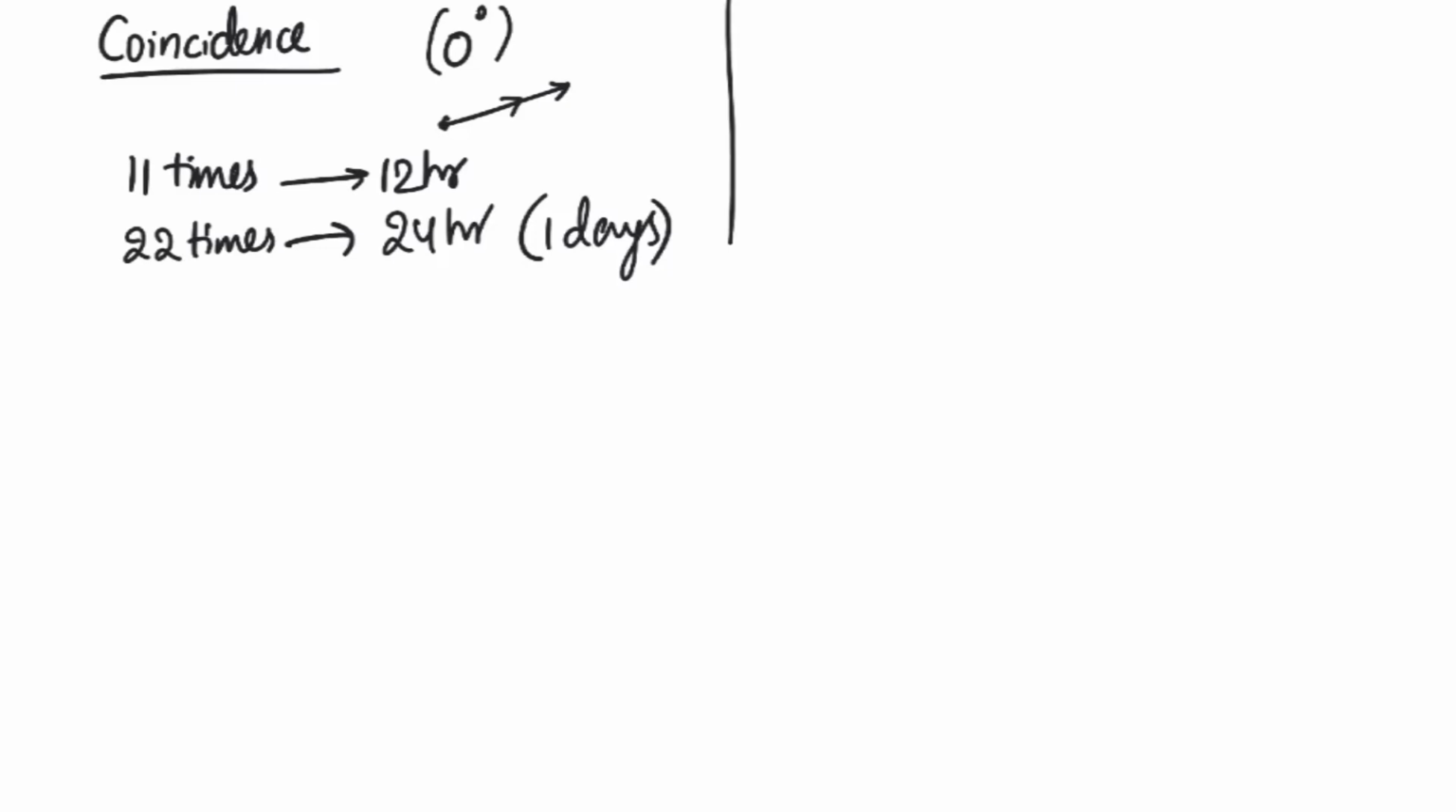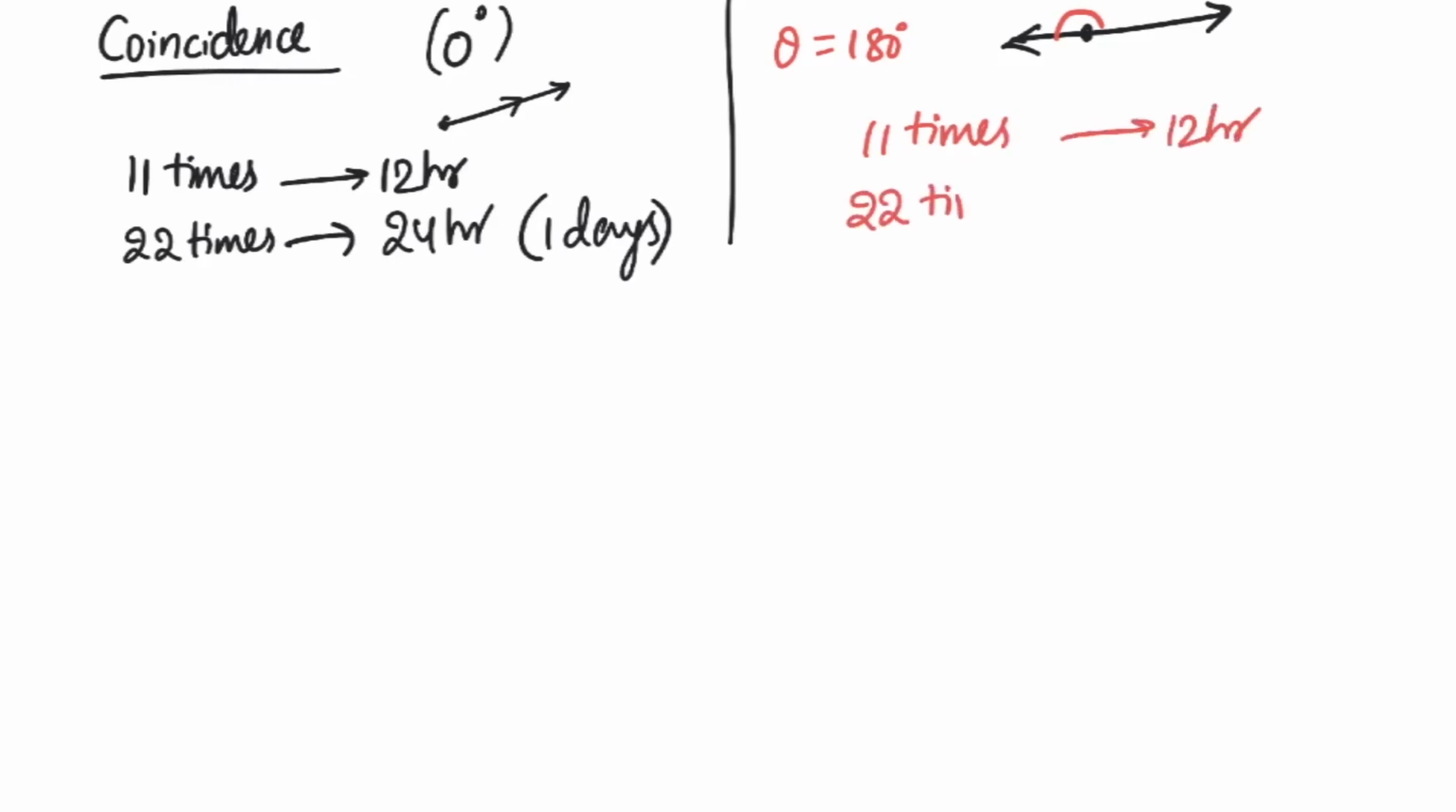Similarly, both the hands of the clock lie on the same straight line but opposite to each other. In other words, the angle between the hands is 180 degrees. This condition also happens 11 times in 12 hours, similarly 22 times in 24 hours or 1 day.